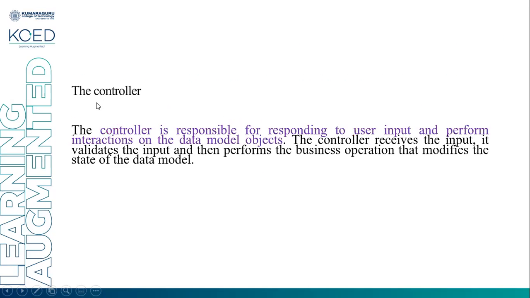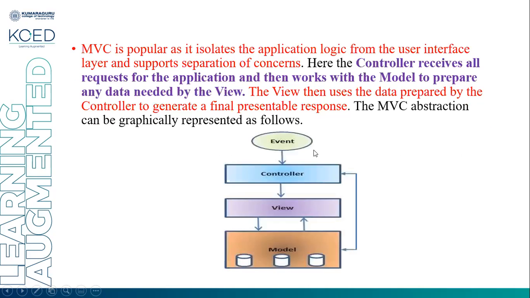Next is controller. Controller is the main component. Controller is responsible for responding to user input and performing interactions on the data model objects. So the controller receives the input, validates the input, and then performs the business operation that modifies the state of the data model. See the diagram. An event is making a request. The controller receives the request and works with the model to generate the data which is presented by the view. So this is known as the Model View Controller architecture.